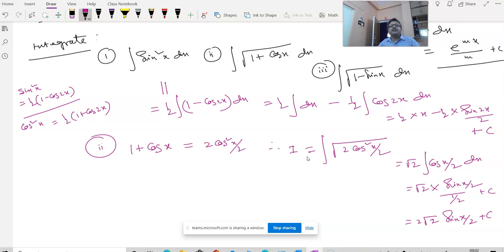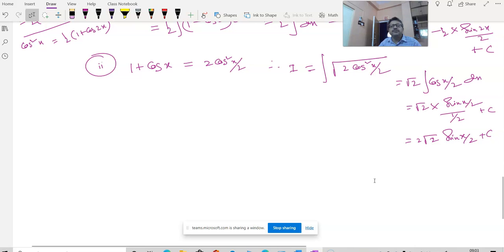Independently you can try number 3. Then I'll tell you, root 1 minus sin x, you try.